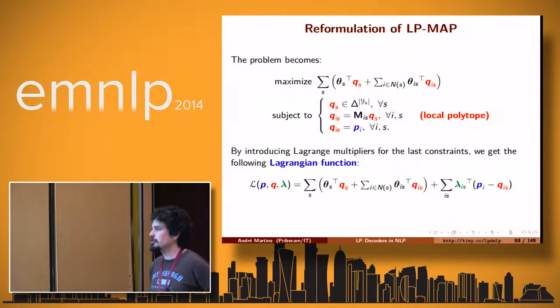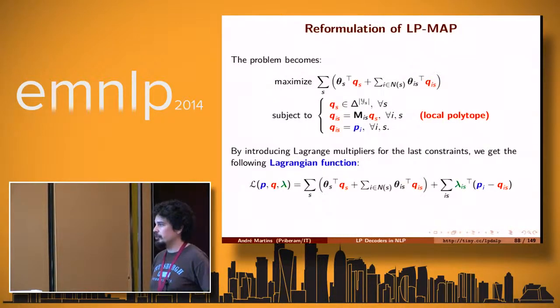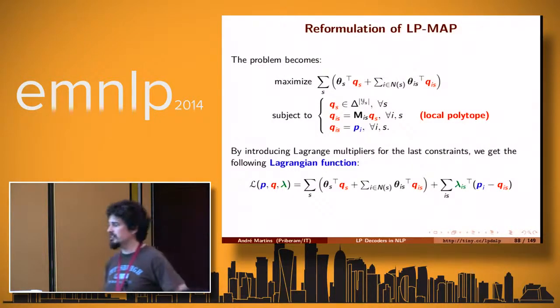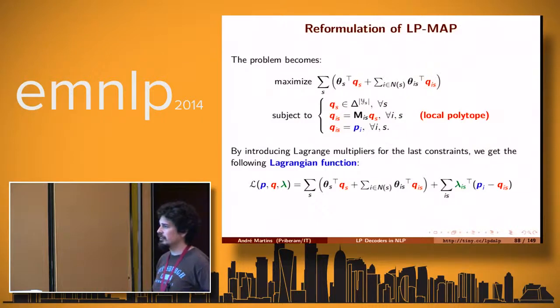So what we're going to do is to introduce Lagrange multipliers for these constraints, and we're going to write down the Lagrangian function that you obtain by doing that. It's basically the same expression that we have in the objective, plus this term here that comes from introducing Lagrange multipliers, okay? And now you want to maximize this Lagrangian function with respect to P and Q, subject to these constraints, and you want to minimize it with respect to lambda.